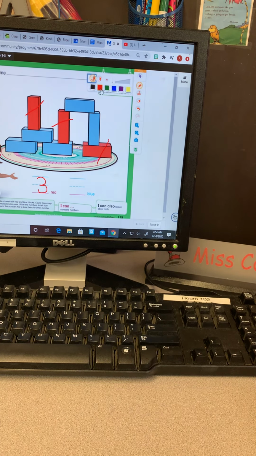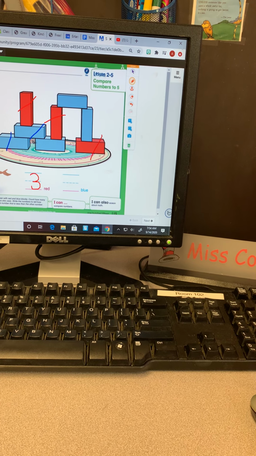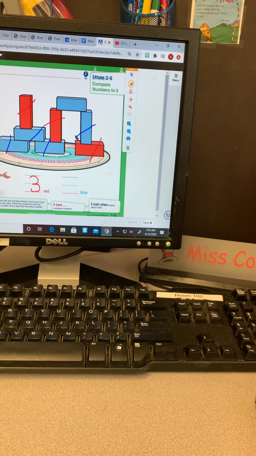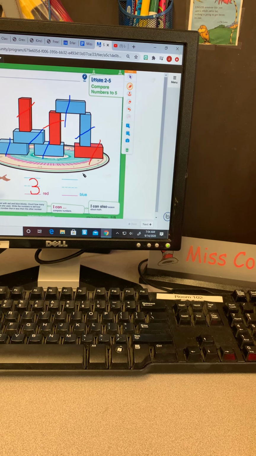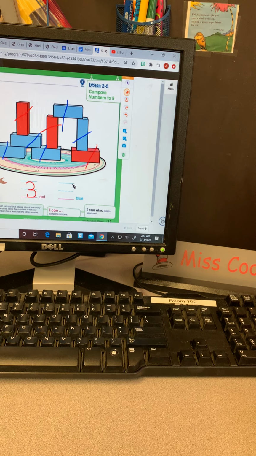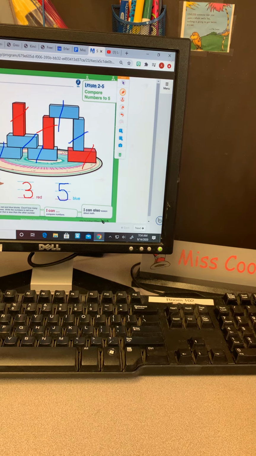Okay, now I'm going to count how many blue blocks I see. 1, 2, 3, 4, 5. Did I miss any blue blocks? Nope. So I'm going to go ahead and write the number 5 next to the word blue.